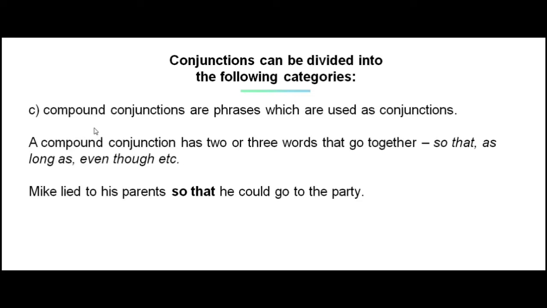C. Compound conjunctions. Compound conjunctions are phrases which are used as conjunctions. Now, a compound conjunction has two or three words that go together. For example, so that, as long as, even though, etc. Have a look at the example below. Mike lied to his parents so that he could go to the party. Note that the compound conjunction so that is a phrase that is used as a conjunction in the sentence.